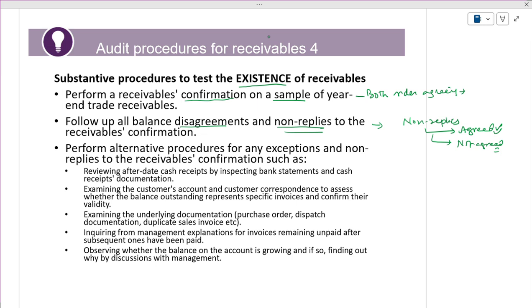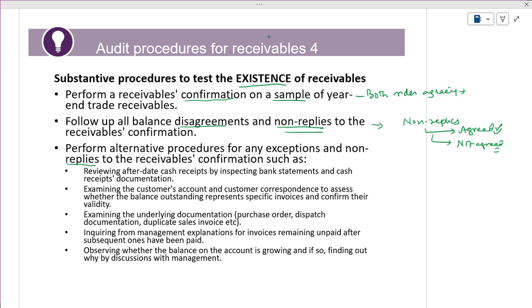That is the reason. It is a positive confirmation, or a negative confirmation. We will cover this in the later stages. We are also going to cover any non-reply: perform procedures for exceptions and non-replies.